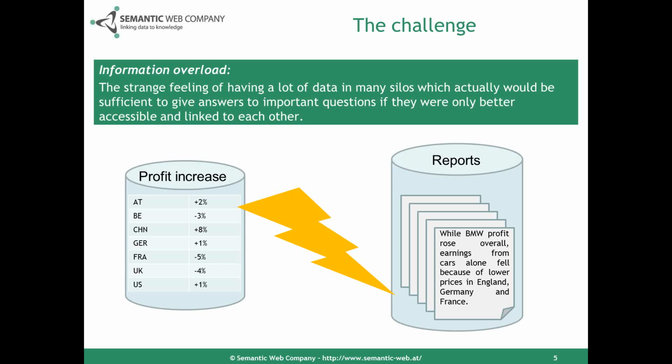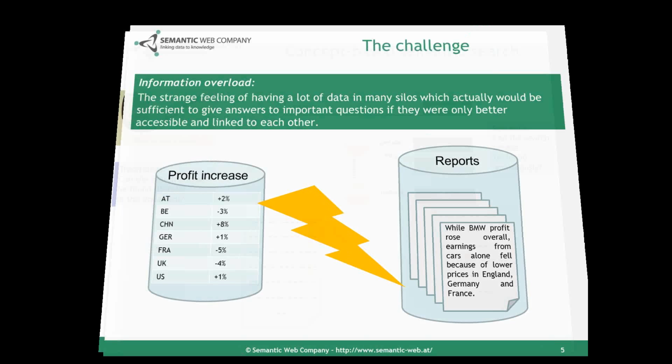But the question really is, how can we integrate all the data from our databases together with these unstructured text collections? That's one of the main challenges we are facing, because information overload, if you look closer at this buzzword, what is it really? Actually, it's a strange feeling of having a lot of data in many silos. We know we have enough data to give answers to important questions, but somehow they are not really linked and accessible. And that's exactly the problem we would like to overcome in our enterprise information management.